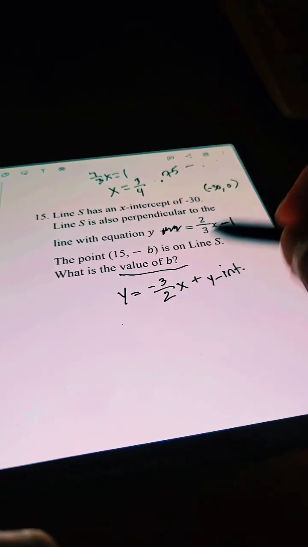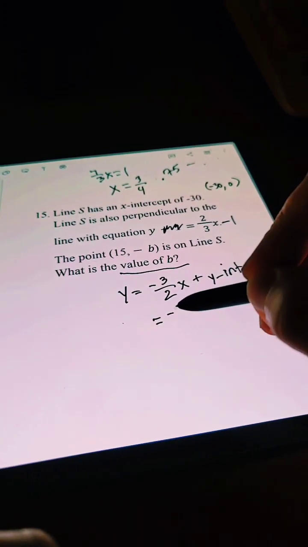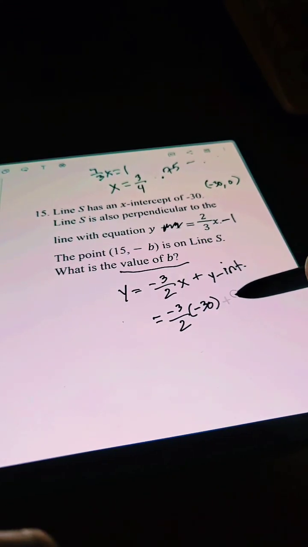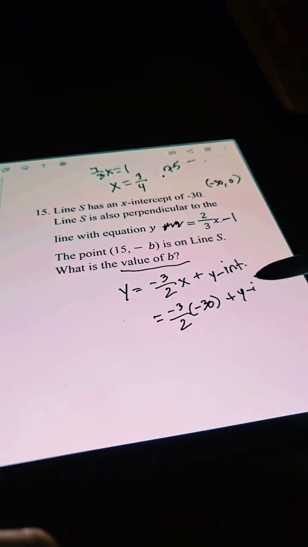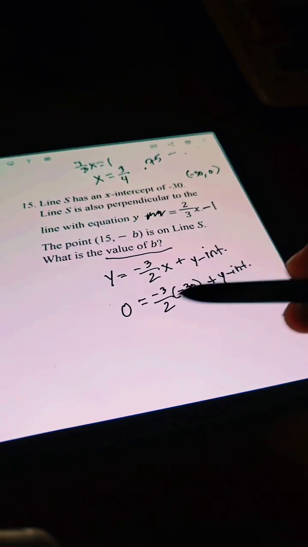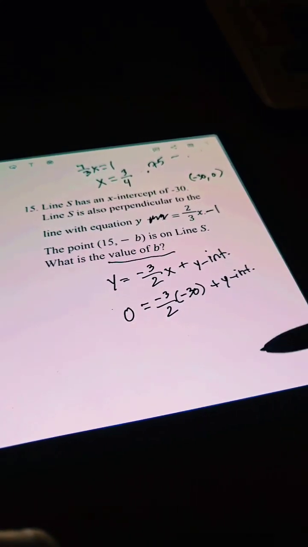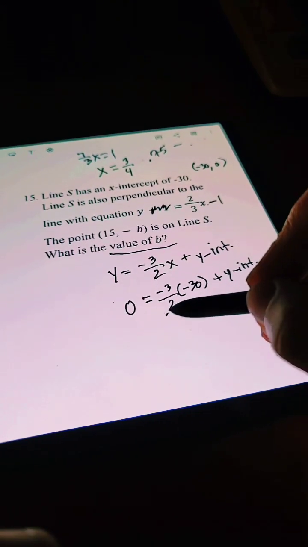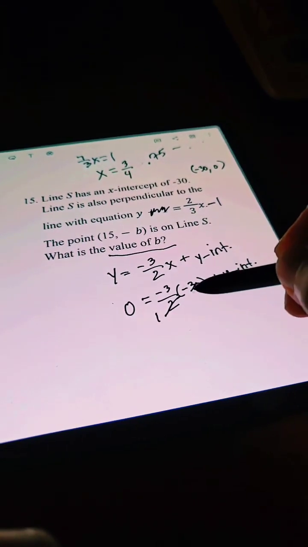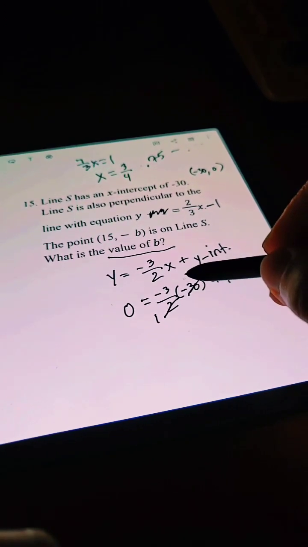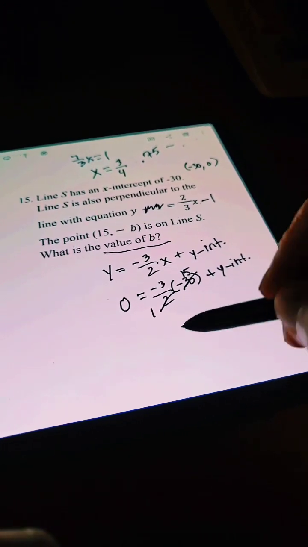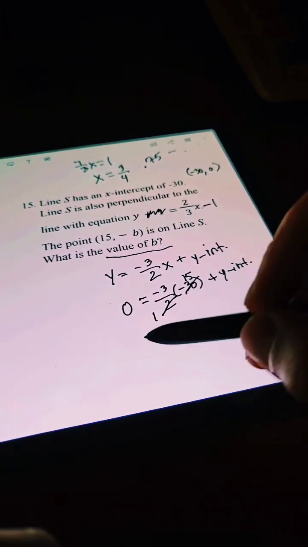So I'm going to put negative 30 for my x. And then my y is going to be 0. So now all I have to do is solve for what the y-intercept is. I can cross cancel here. 2 goes into 2 one time, and 2 goes into negative 30, negative 15 times. So then I have just negative 3 times negative 15, which is going to be positive 45.